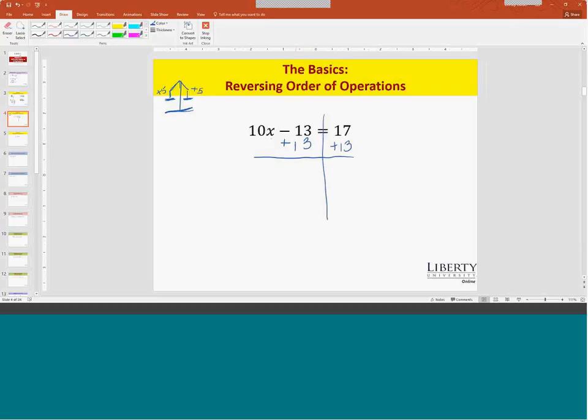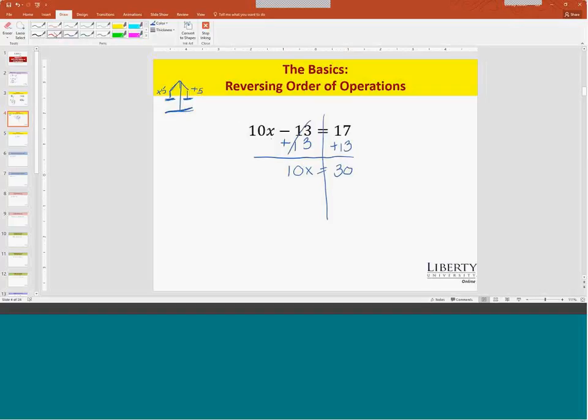So when we add 13 to undo subtracting 13, this goes away. That becomes 0. So all that's left on the left side is 10x. And on the right, 17 plus 13 is 30.